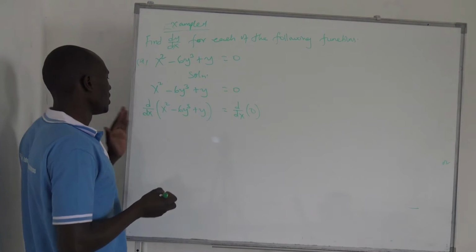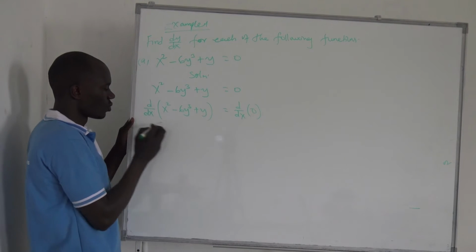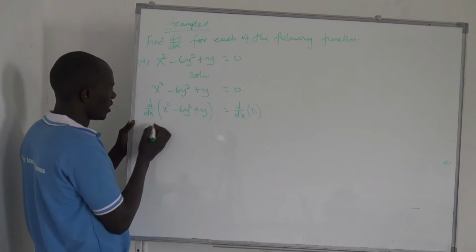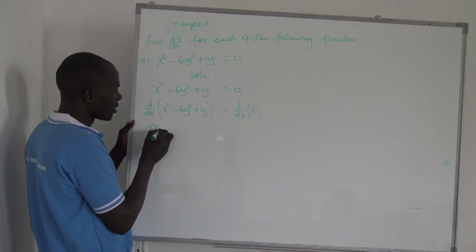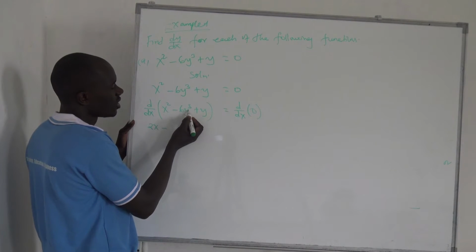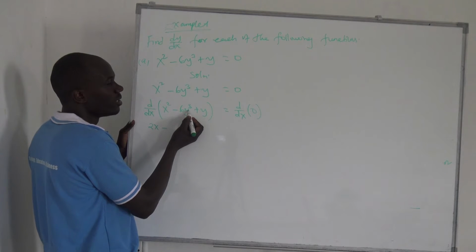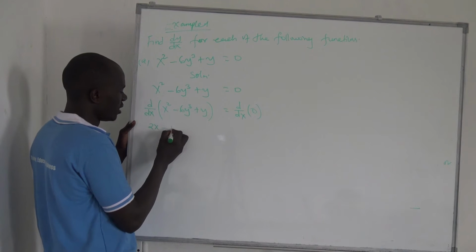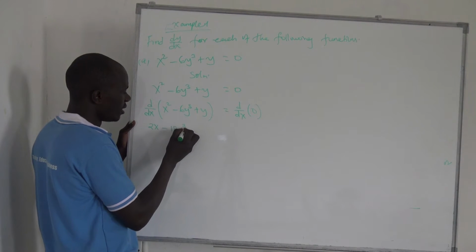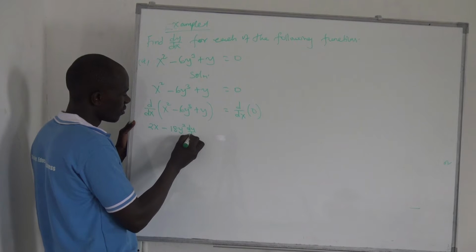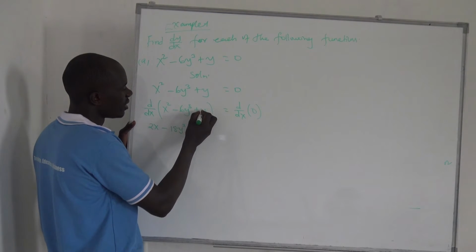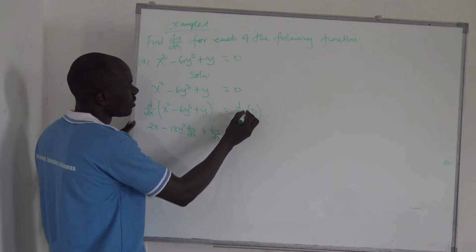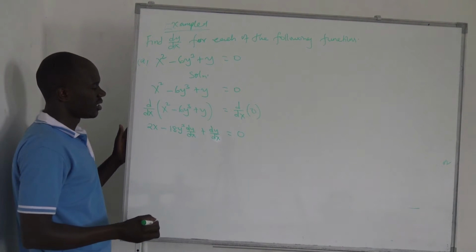When we say d/dx of this, meaning we differentiate all these with respect to x, that's what we're going to look at. When I differentiate x squared, what do we get? We get 2x minus. When I differentiate 6y cubed, this one you're going to get 18y squared dy/dx, plus. When I differentiate y, I get dy/dx. Equals, when I differentiate 0, I still get 0.